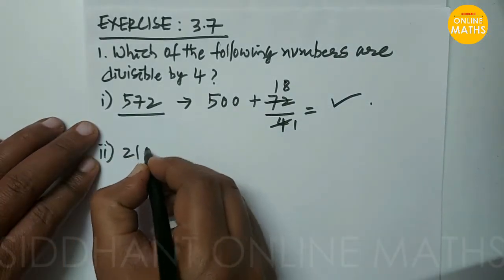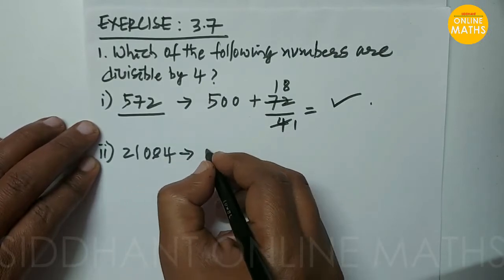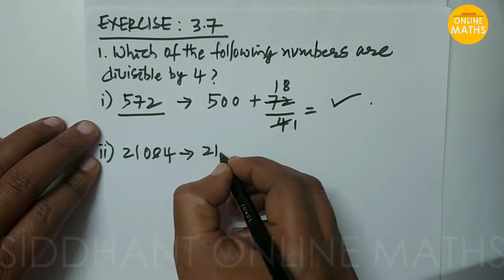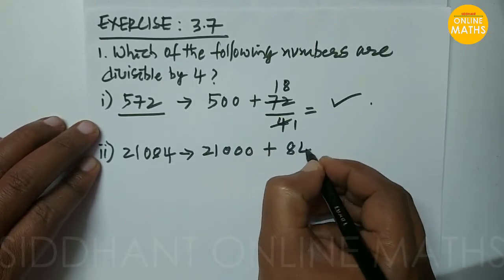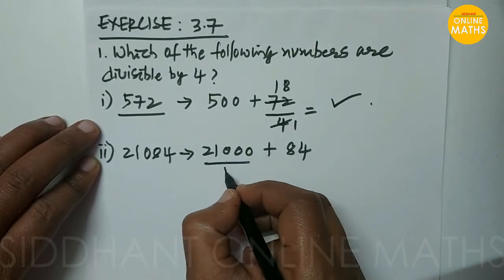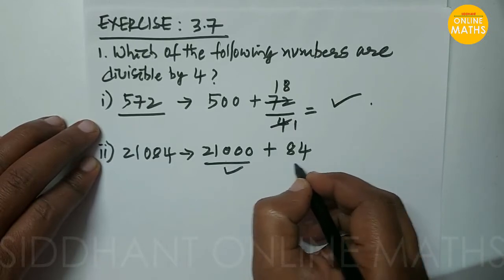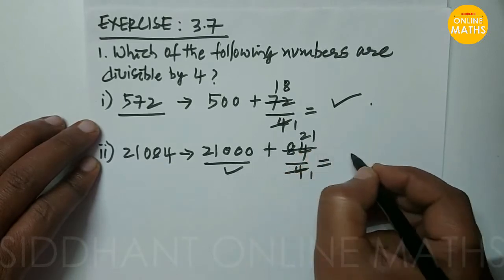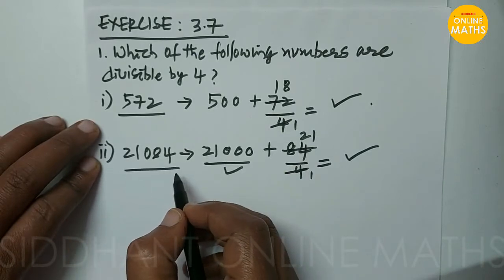Second question, 21084. So this can be written as 21000 plus 84, and we can say that 21000 is divisible by 4, and we are just going to check the last two digit number, that is 84. So 84 by 4 goes 21 times, so we can say that this number 21084 is divisible by 4.